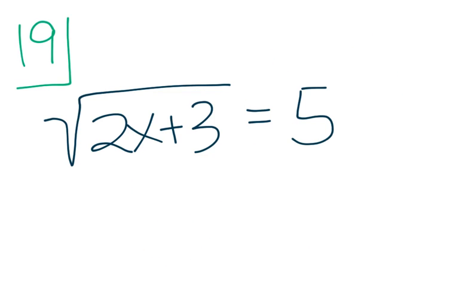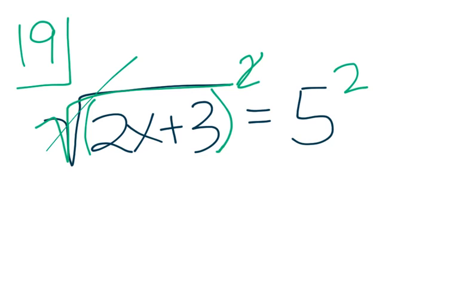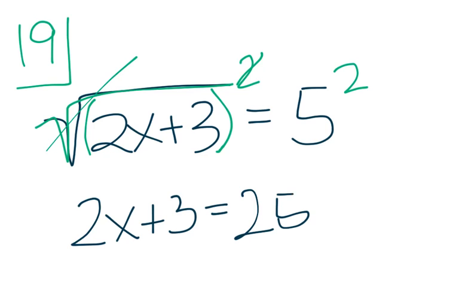Okay, we have square root of 2x plus 3 equals 5. Once again, this whole equation is on the inside of the radical. So before we can subtract 3 or divide by 2, we need to get rid of this radical sign by squaring both sides. So this square and this radical cancel out. So we have 2x plus 3 equals 5 squared, which is 25.